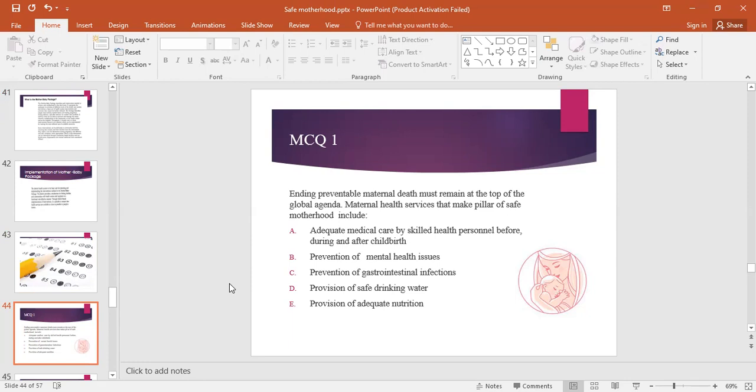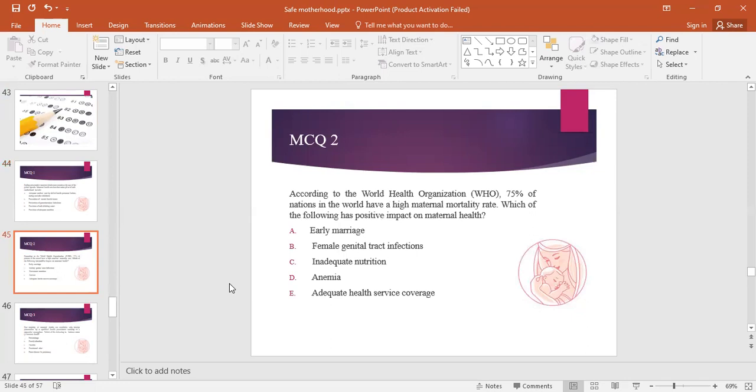A. Yes, A is the right answer. According to WHO, 75% of nations in the world have a high maternal mortality rate. Which of the following has a positive impact on health? Early marriage, female genital tract infection, inadequate nutrition, anemia, adequate health service coverage. E. E is the right answer, adequate health service coverage.